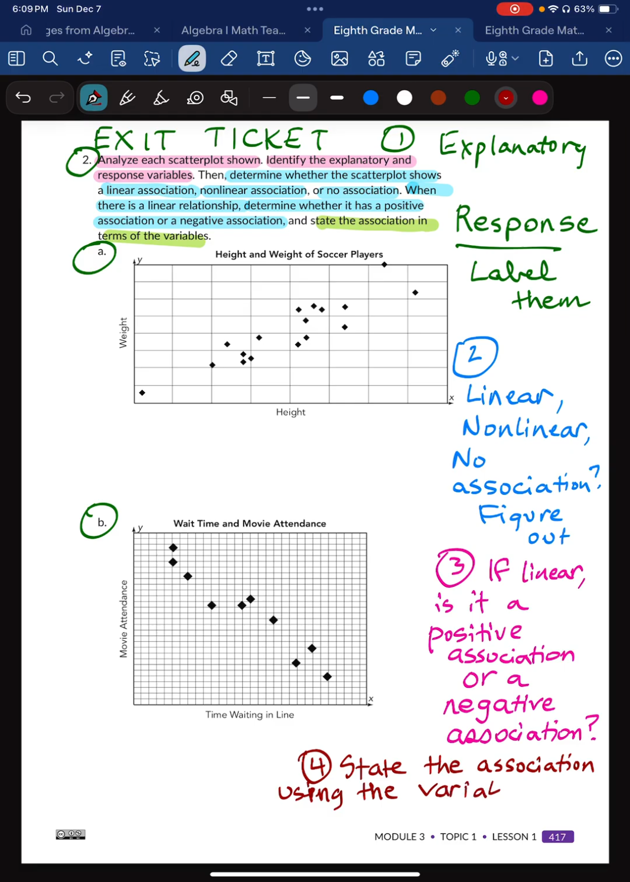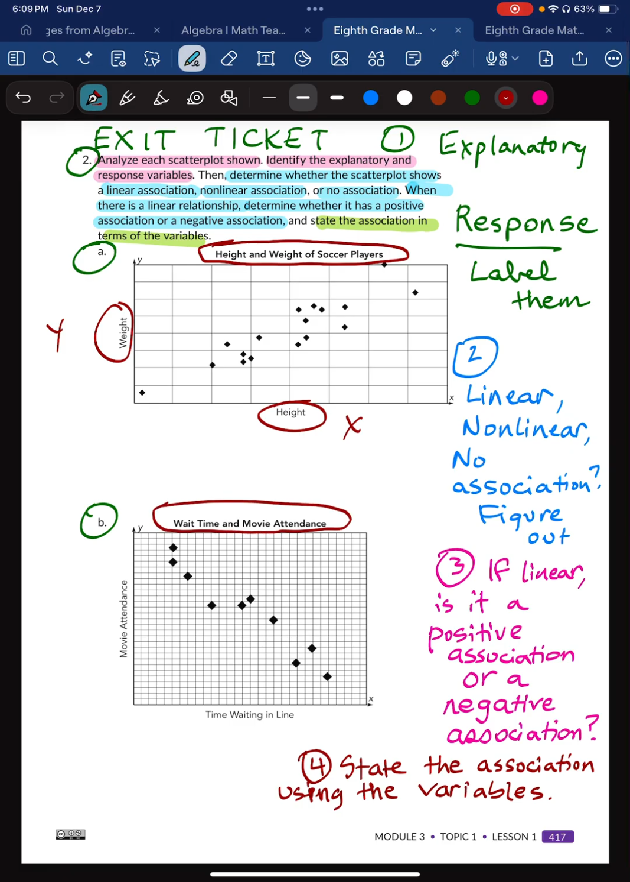So this one, A, is going to be height and weight. So you could say there is a positive association, there is a negative association, or there is no association between the height and weight of soccer players. And you would say, as the height increases, the weight increases, or as the height increases, the weight decreases, whatever the answer is. So, right here, wait time and movie attendance. As the time spent waiting in line increases, what happens to the movie attendance? So you're going to use the x to state what happens to the y.